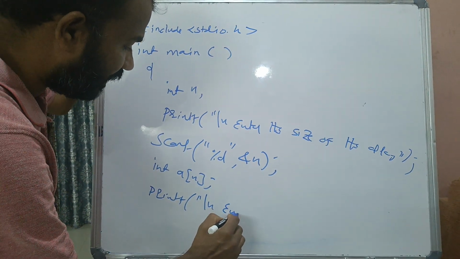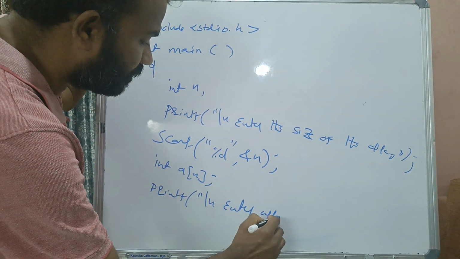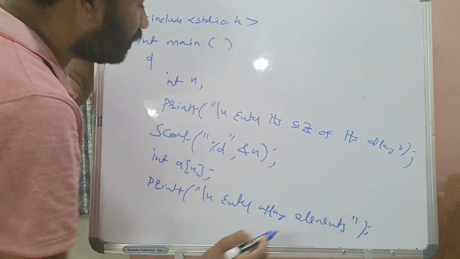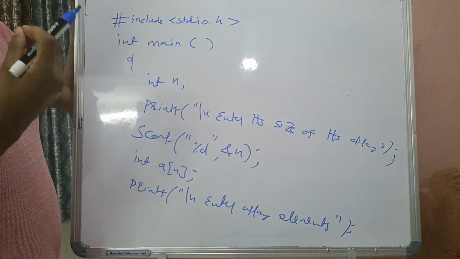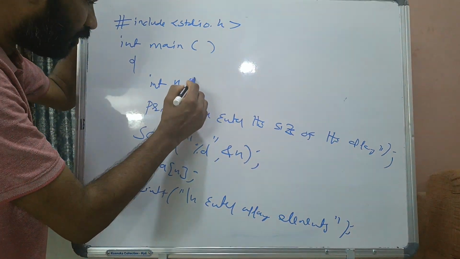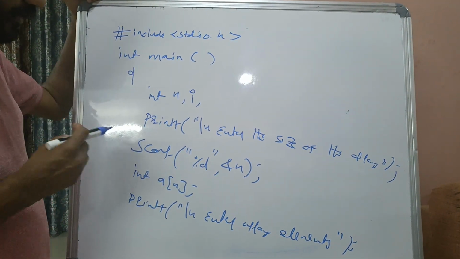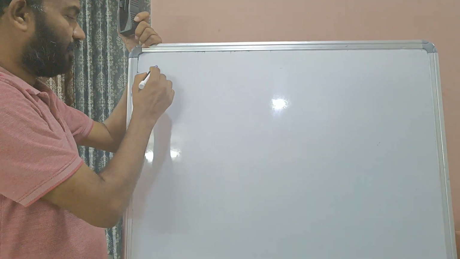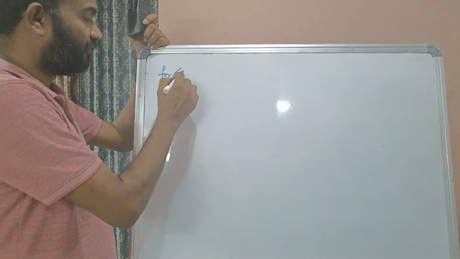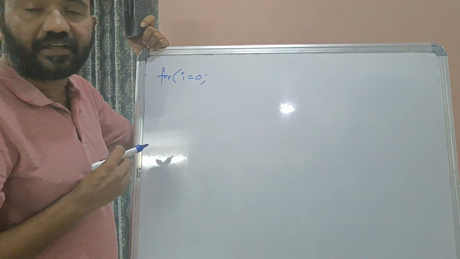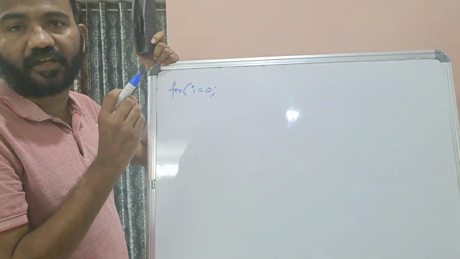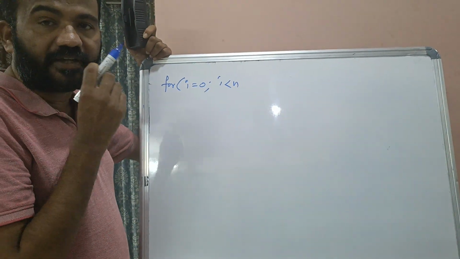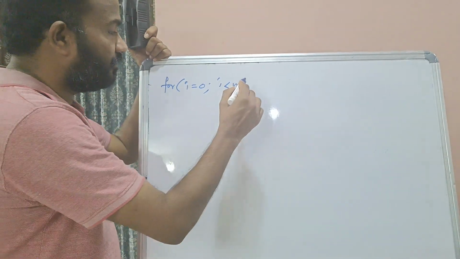Now the second step, we need to enter the array elements. printf("\nenter array elements"). So how to enter the array elements? By using the for loop. So we need to declare one more variable i. For i is equal to 0. Why are we taking i is equal to 0? First element is a of 0. i less than n, so the last element is a of n minus 1.